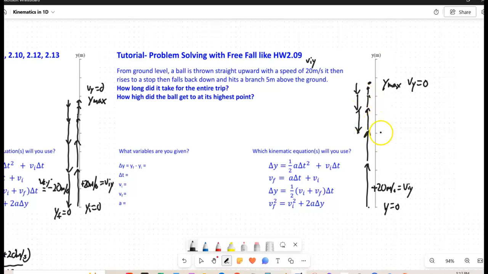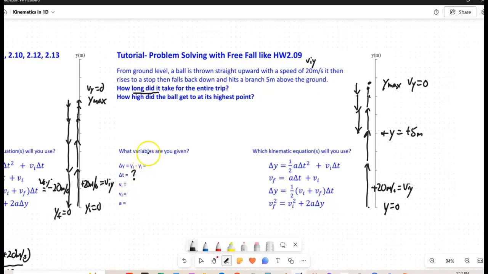and then it's going to hit a branch 5 meters above the ground. So it's hitting a branch right here, and we'll call this y is equal to positive 5 meters. Positive because it's above you. Okay. And so how long did it take to go the entire trip from going up, coming to a stop, and then falling back down and hitting that branch? So that, how long did it take? That sounds like time. So we're going to put our question mark next to here.